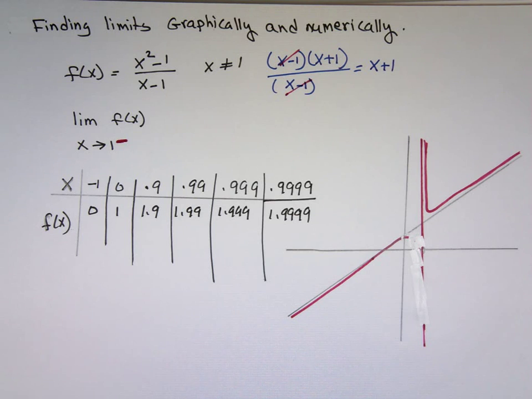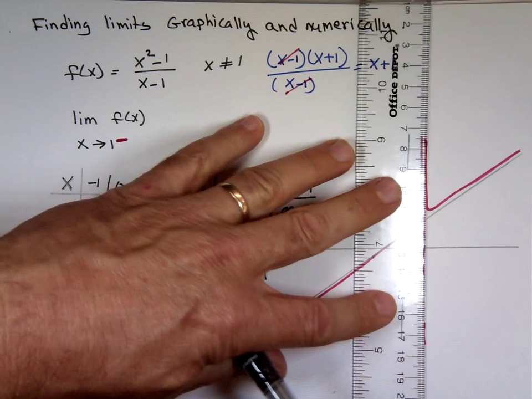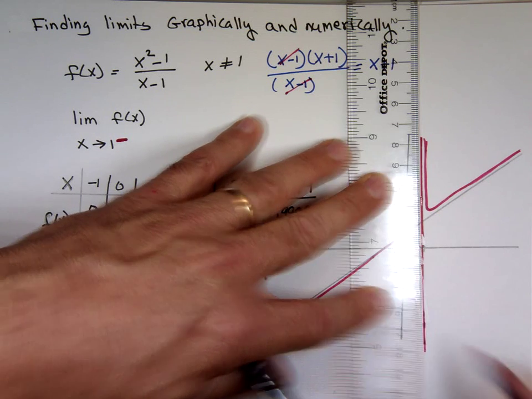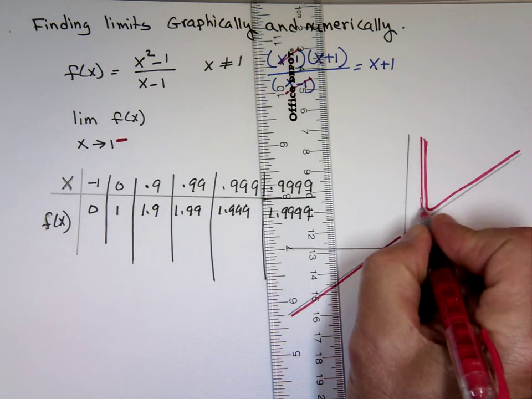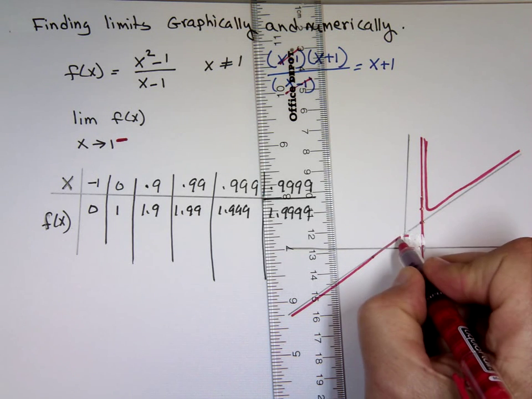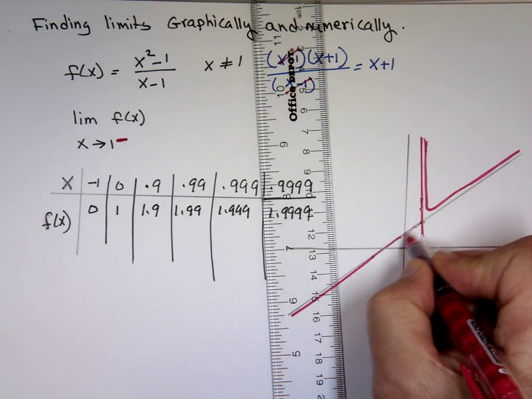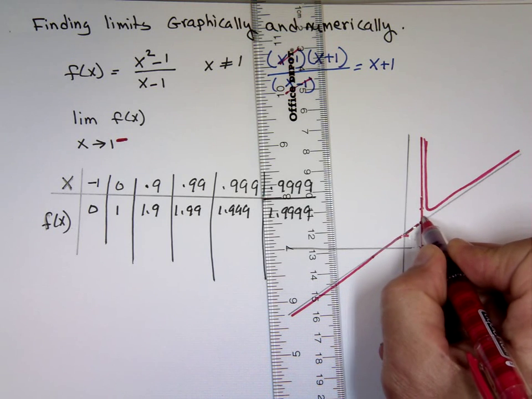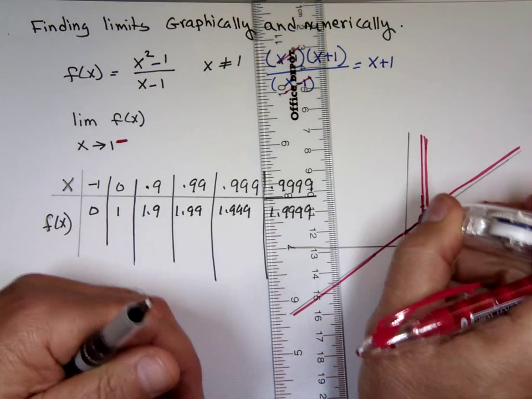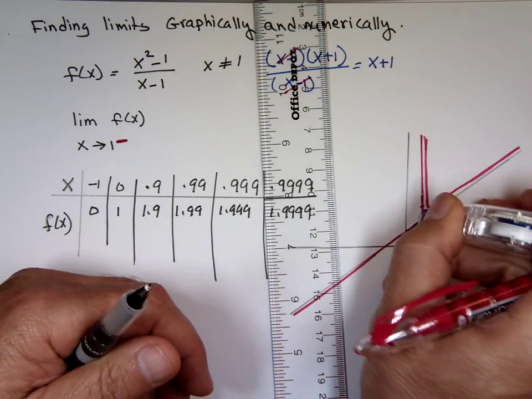As I get closer and closer to that value, where's the y value going to? 2, right? So this is the 2 here. So that line kept going closer and closer and closer to 2 there. Should be a hole here, a hole because undefined. That's my hole. Make sure it's a hole.